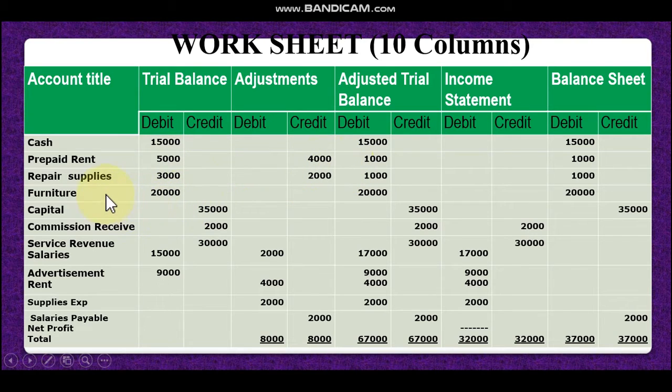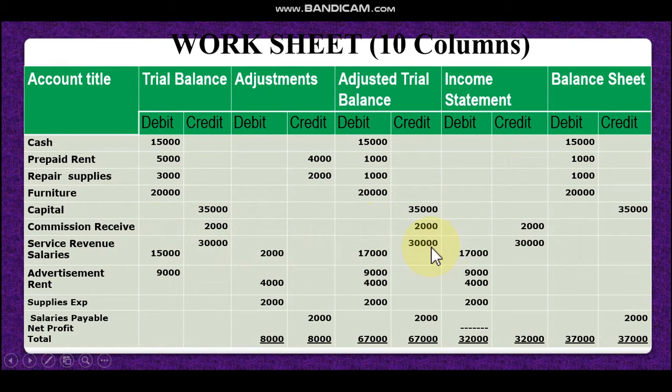Then furniture account, look at, debit, nothing is in the adjustment, so directly debit side. Then capital, it is credit, so directly credit side because nothing is in the adjustment side. Commission receipt 2,000, directly 2,000 in the credit.